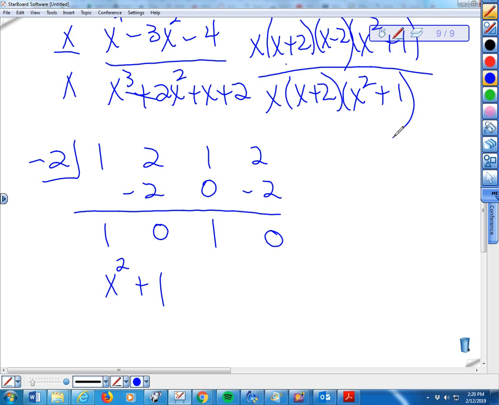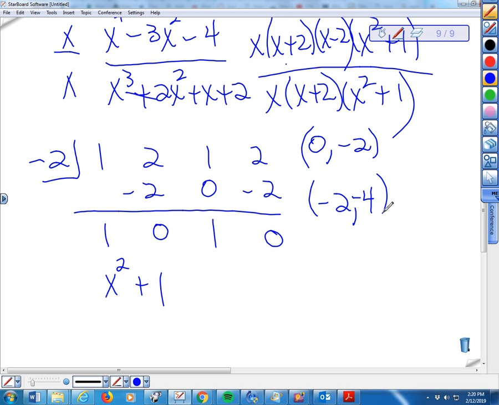Because everything else cancels. So when x is 0, y is negative 2. And when x is negative 2, y is negative 4. So my 2 holes happen at (0, negative 2) and (negative 2, negative 4). Everybody see that? I just cancel everything that's common, and whatever's left is x minus 2.